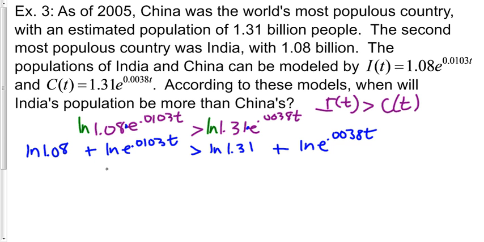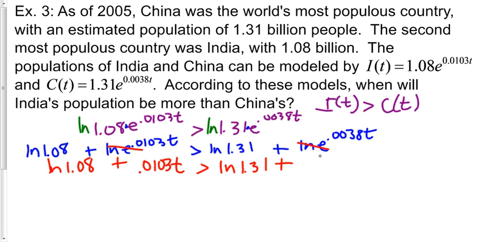Now we know that the ln and e are inverse operations here, so they actually cancel each other out, and I get the ln of 1.08 plus, I'm left with this power, 0.0103 t. And that's greater than the ln of 1.31 plus, again over here the ln and e will undo each other, and you get 0.0038 t. So that's helpful because now I don't have a base e anymore and I can solve for t. So let's get t on the same side here. I'm going to subtract 0.0038 t from each side.